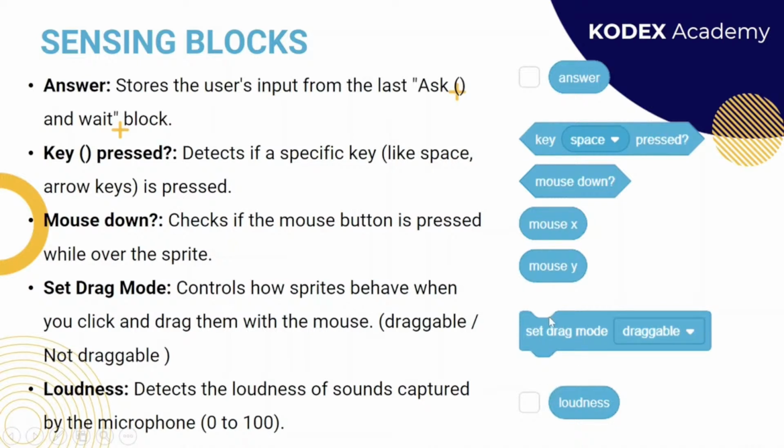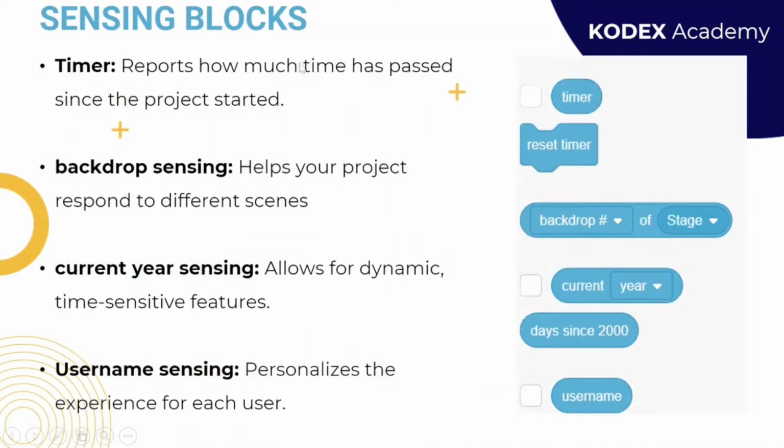Now we'll move to the next sensing blocks. Here the next one is timer. You want to see the time since the project started. You just click on the square and the timer starts immediately.